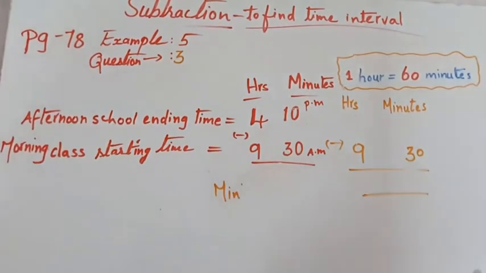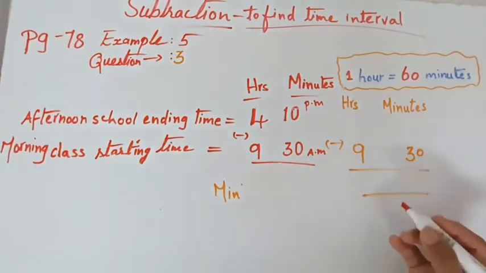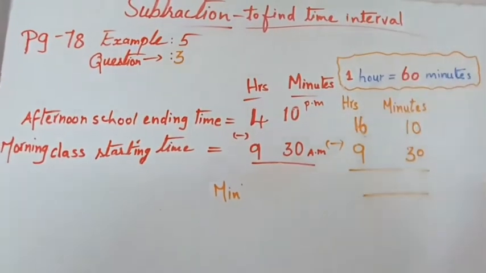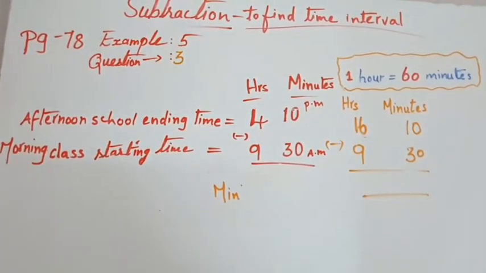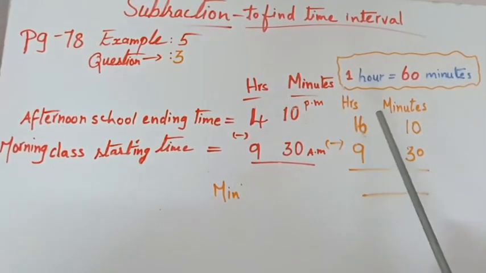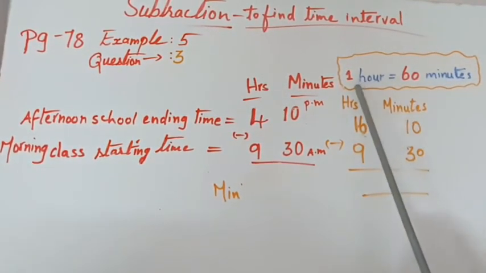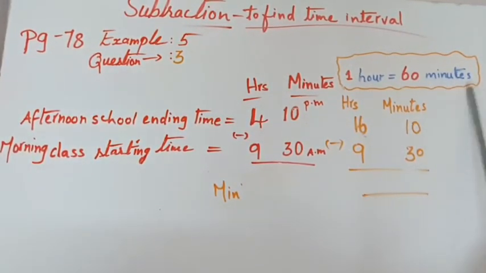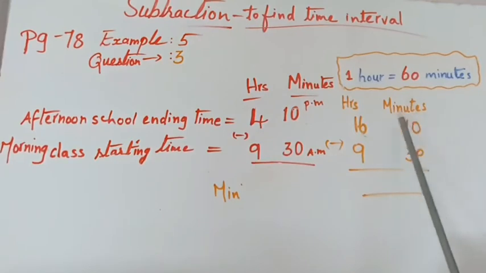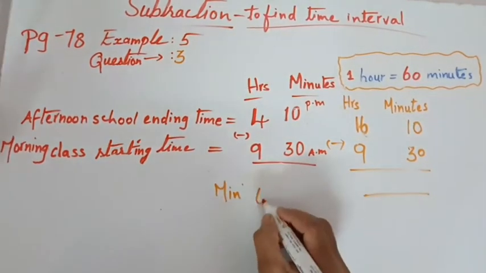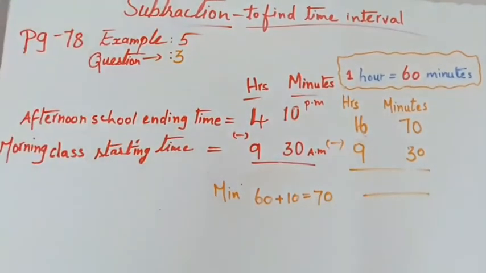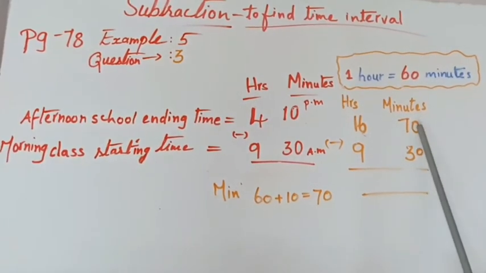Okay, so now 4:10 means, what we have to add, 12, means it is 16 hours and 10 minutes. Then we have to subtract. But here we have to take 1 hour from 16 hours, and this 1 hour, you know, is equal to 60 minutes. So this 60 minutes we have to regroup with this 10 minutes, isn't it? 60 plus 10 is equal to 70. And now we can subtract 30 minutes from 70 minutes.